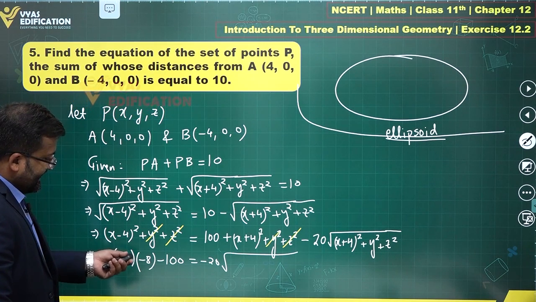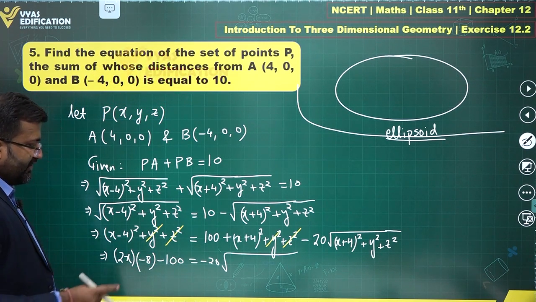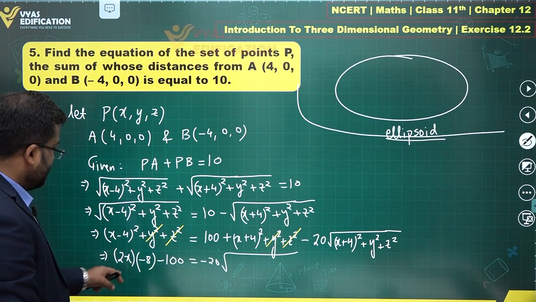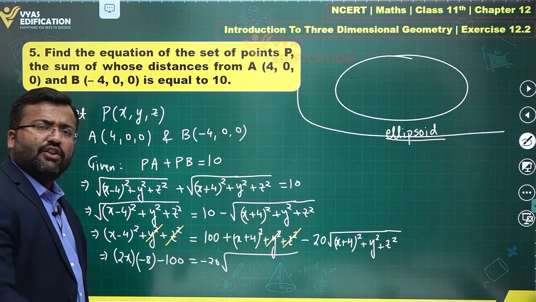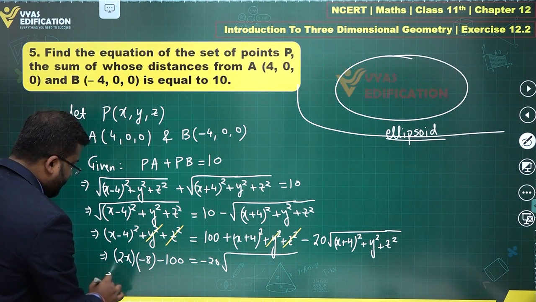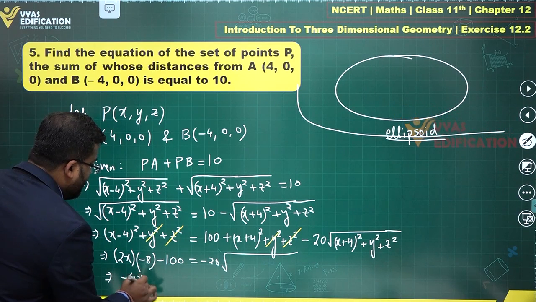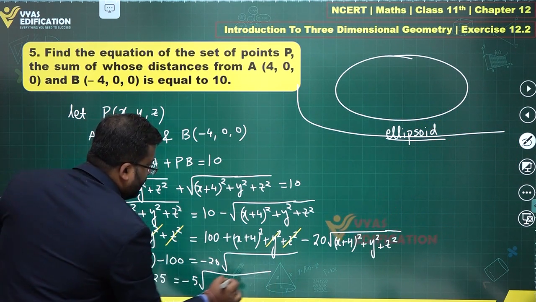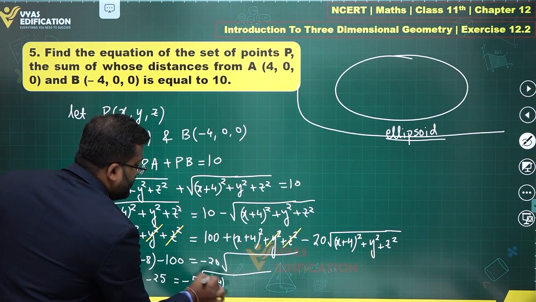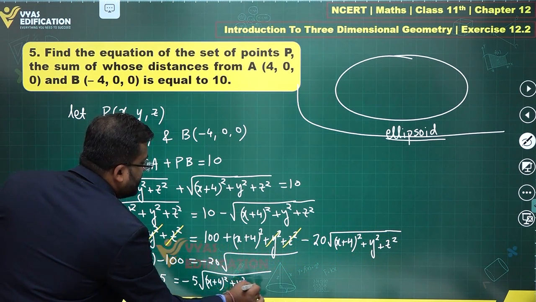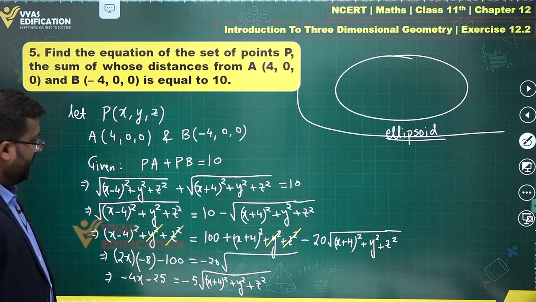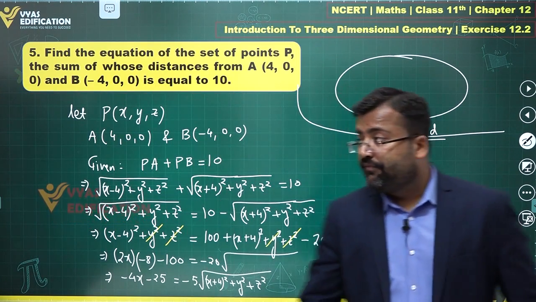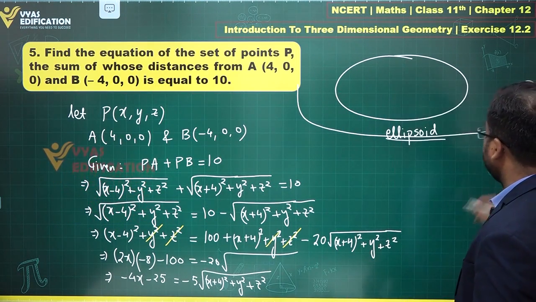This is minus 16x minus 100 and that's minus 20. So let's cancel certain factors over here. 16, 100 and 20. We can cancel a factor of 4. Yes. So that becomes minus 4x minus 25 is equal to minus 5 under root of, this becomes (x plus 4) squared plus y squared plus z squared. Okay. And now let's continue further and see where that takes me.